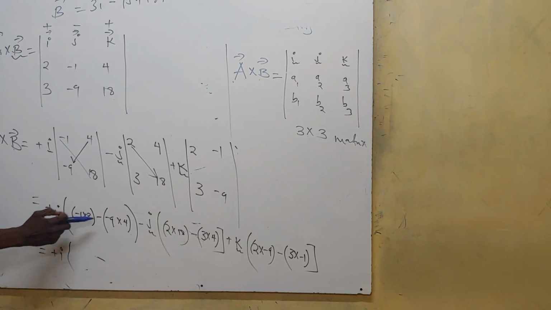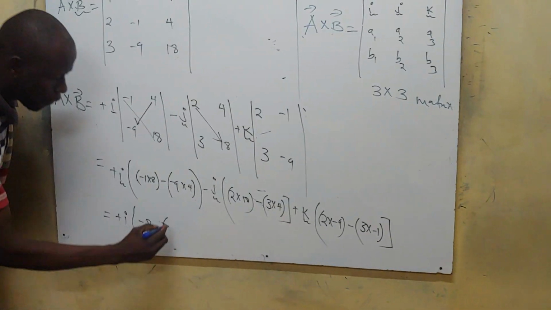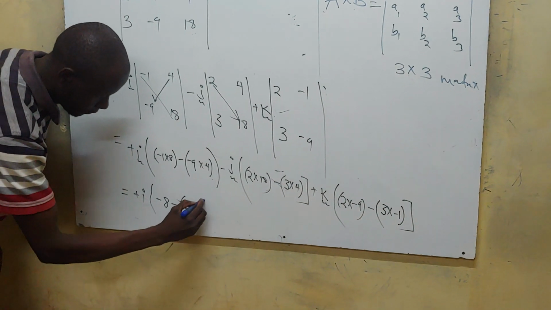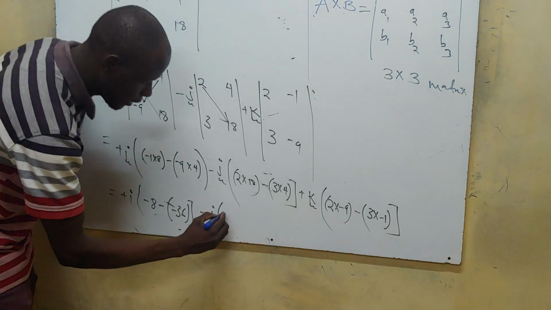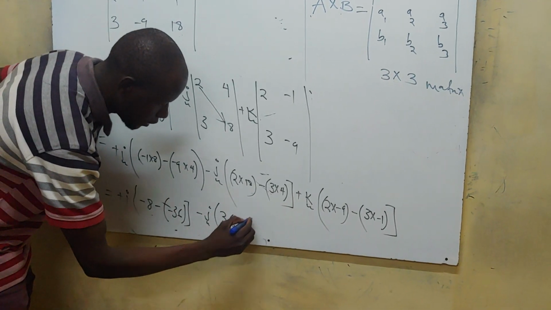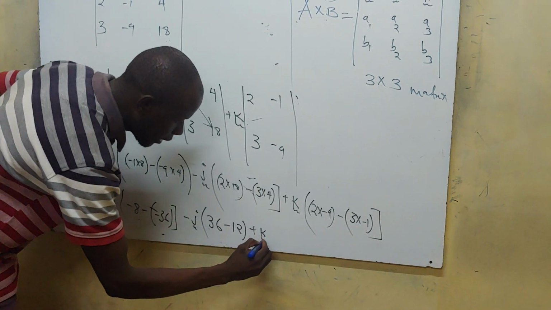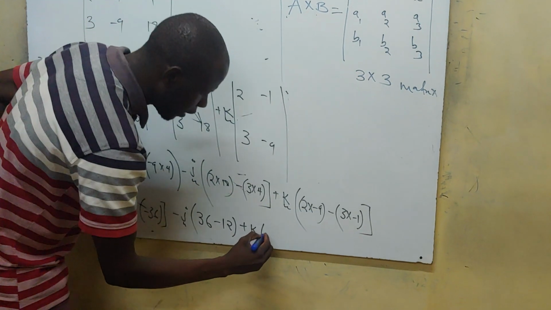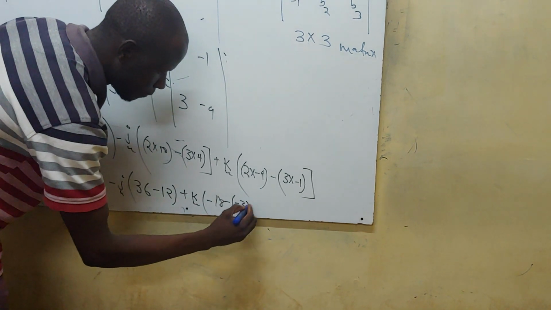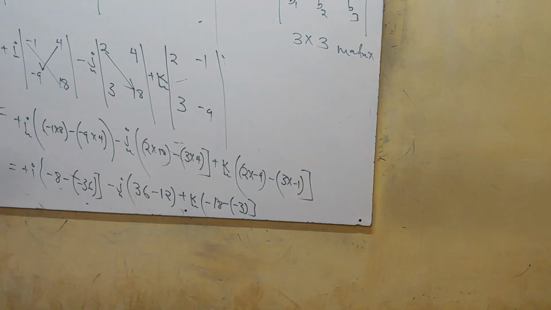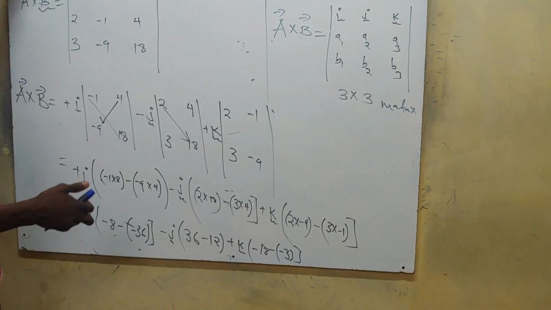So negative 1 times 18 will be negative 18. Then you minus negative 9 times 4, which is negative 36. Then minus j into 2 times 18, which is 36. You minus 3 times 4, which is 12. Then you plus k into 2 times negative 9, which is negative 18. You minus 3 times negative 1, that will be negative 3. Then we simply solve what is in brackets, so that we find the final answer for our cross product.